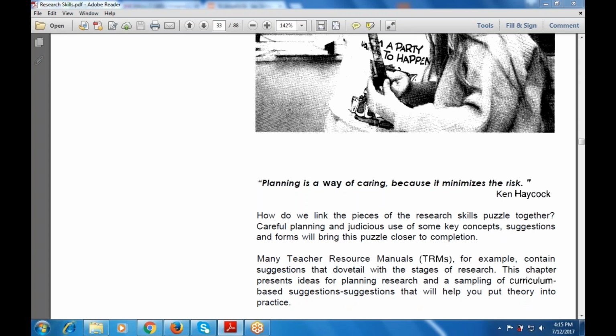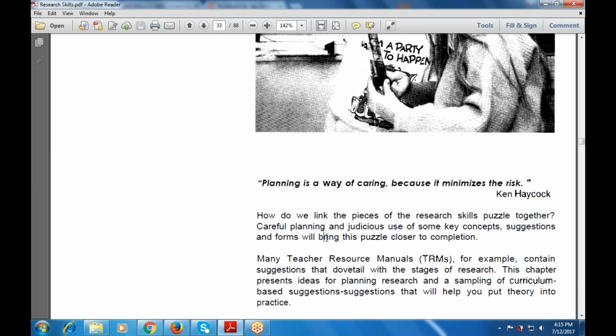Planning is a way of caring because it minimizes the risk. Whenever we plan something, it should go suitably. So how do we link the pieces of the research skills puzzle together? Careful planning and the judicious use of some key concepts, suggestions, and forms will bring this puzzle closer to completion.